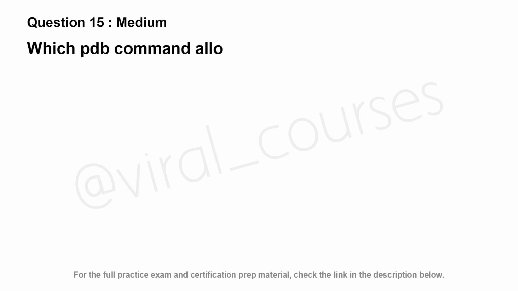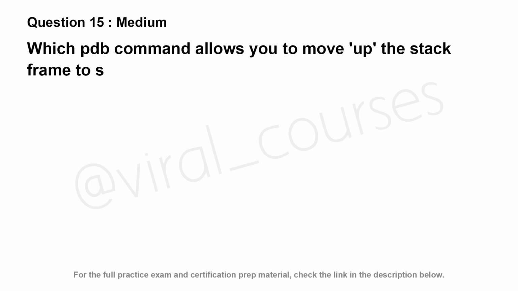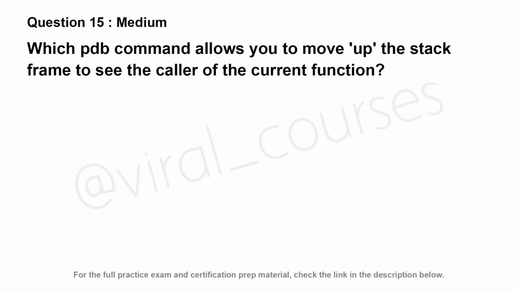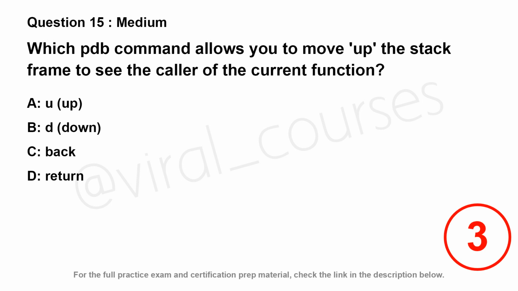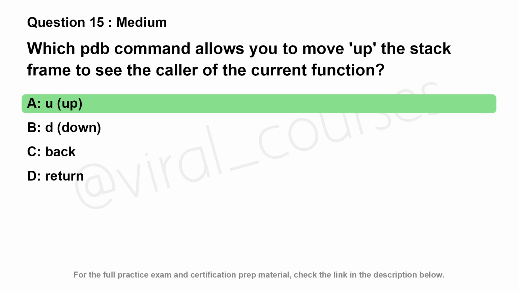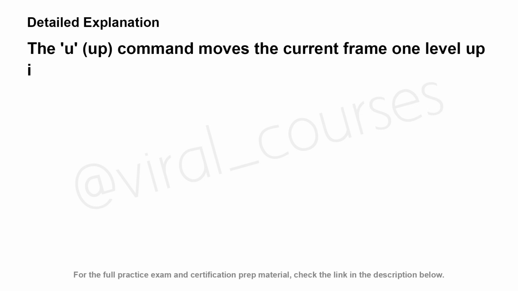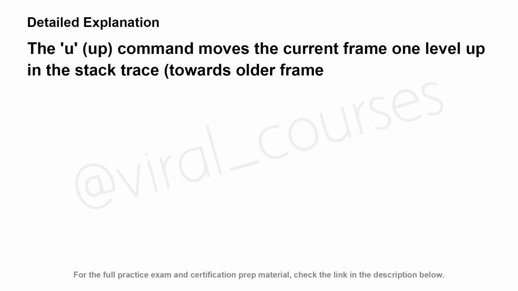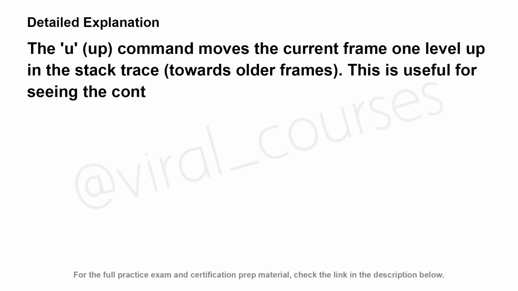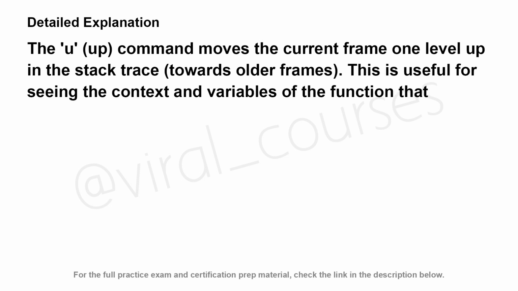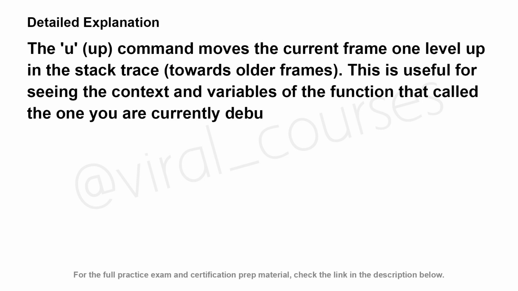Which PDB command allows you to move up the stack frame to see the caller of the current function? Option A, u, up. Option B, d, down. Option C, back. Option D, return. The correct answer is A. The u, up command moves the current frame one level up in the stack trace towards older frames. This is useful for seeing the context and variables of the function that called the one you are currently debugging.